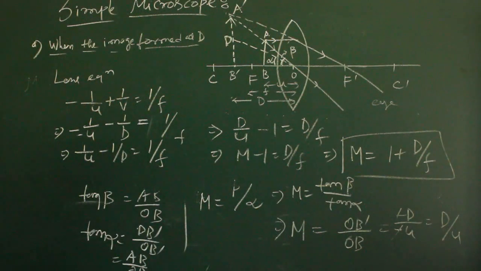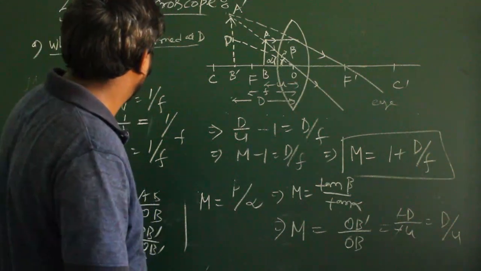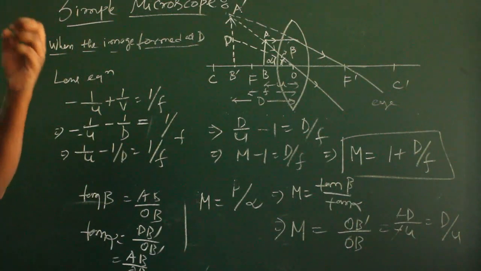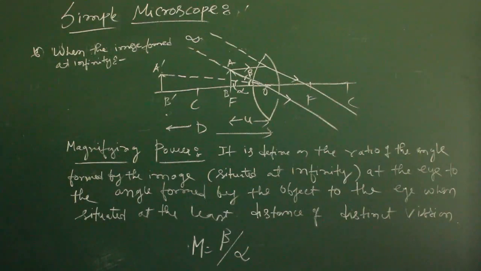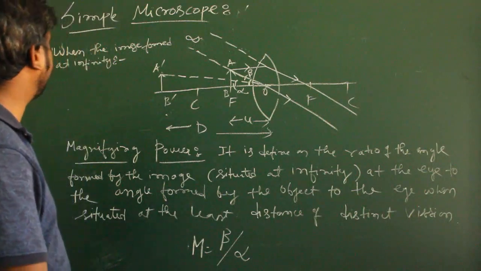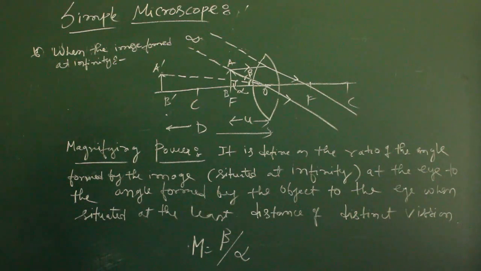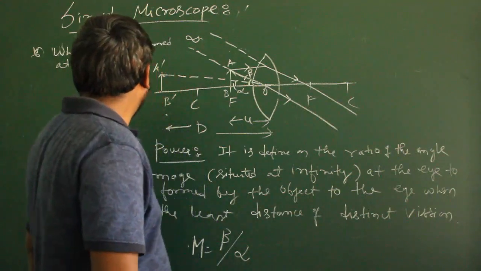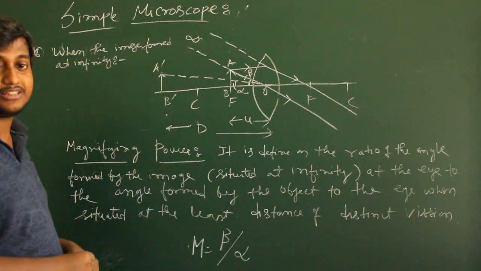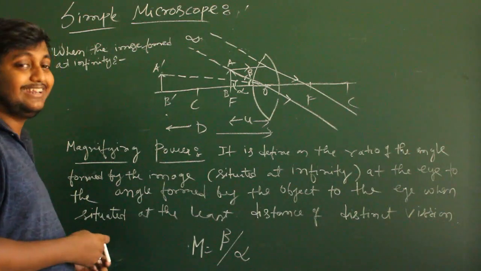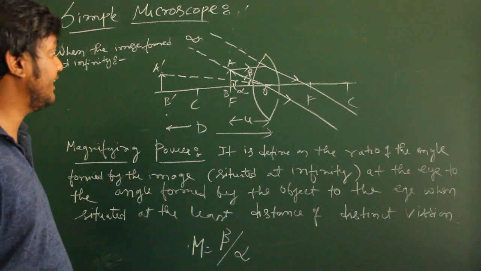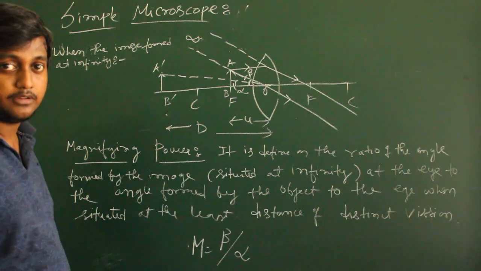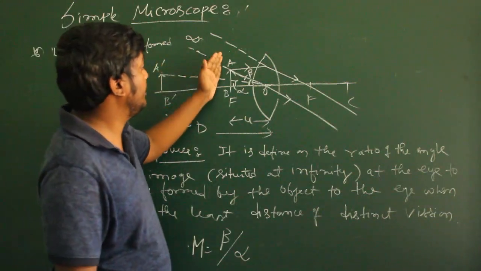Okay, now I am going to discuss the magnification of a simple microscope when the image is formed at infinity. So when the image forms at infinity in a convex lens, we know that when we place the object in the focus of a convex lens, then the image will be formed at infinity. So we place one object AB in the focus.